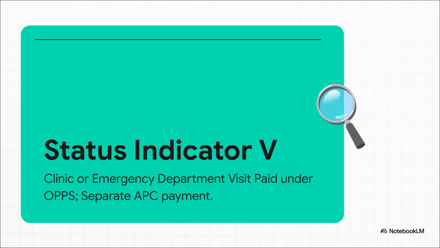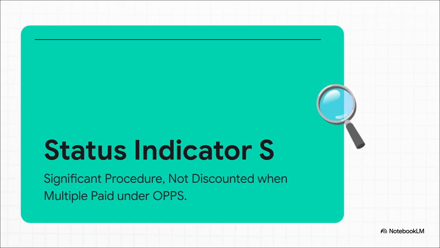This covers your evaluation and management base level. So if you're assigning a level 3 ED visit, like a 99283, or a level 5, a 99285, those fall right under status indicator V. It represents the baseline resources the hospital used just to evaluate and manage that patient. Next up is status indicator S.